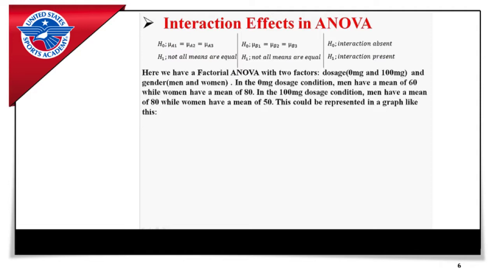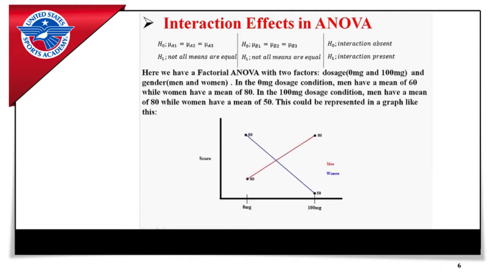So here's an interaction. Let's say we have a factorial ANOVA with 2 factors. We have dosage, and now we have gender, men and women. So in the 0 milligram dosage condition, men have a mean of 60, while women have a mean of 80. In the 100 milligram dosage condition, men have a mean of 80, while women have a mean of 50. So now the graph would look something like this. You can see that the lines for men and women cross. If the lines cross like this, that means you have an interaction effect in your ANOVA.